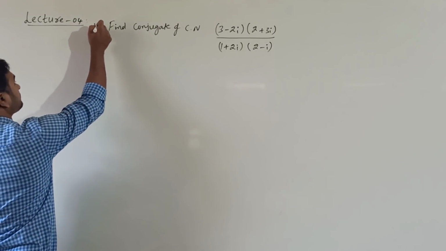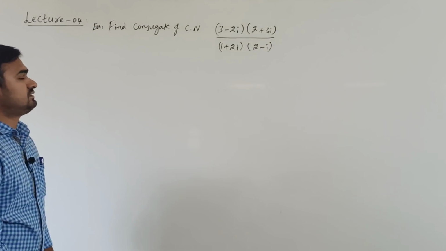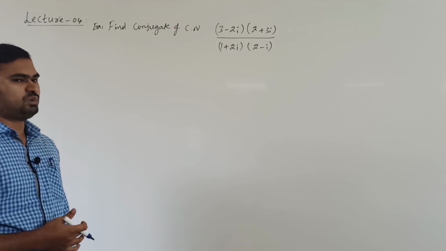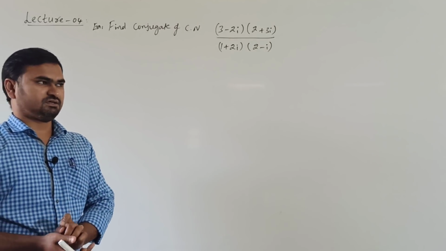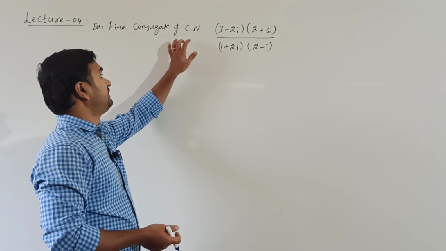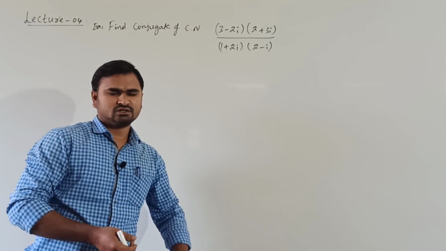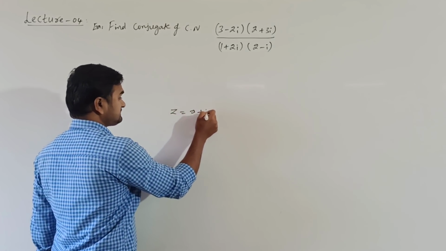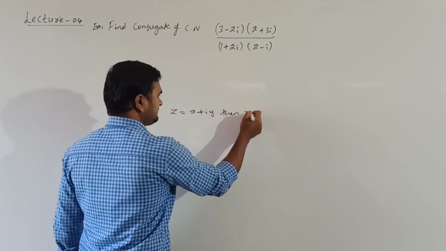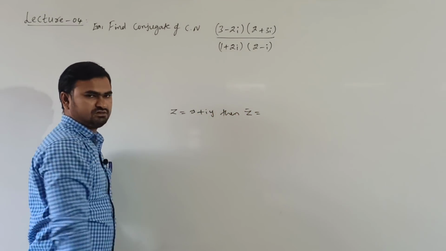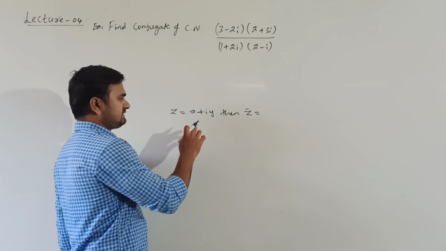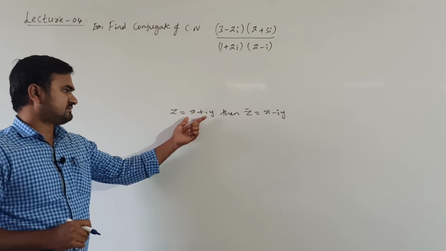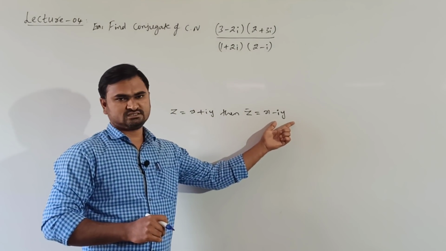Example: find the conjugate of the complex number (3 minus 2i)(2 plus 3i) divided by (1 plus 2i)(2 minus i). So some complex number is given, we have to find its conjugate. So how do you find the conjugate of any complex number? If z is in the form x plus iy, then its conjugate z bar is obtained by just changing the sign of the imaginary part, it is x minus iy.